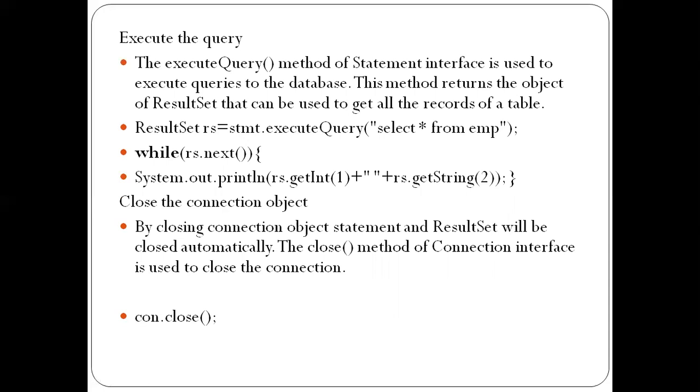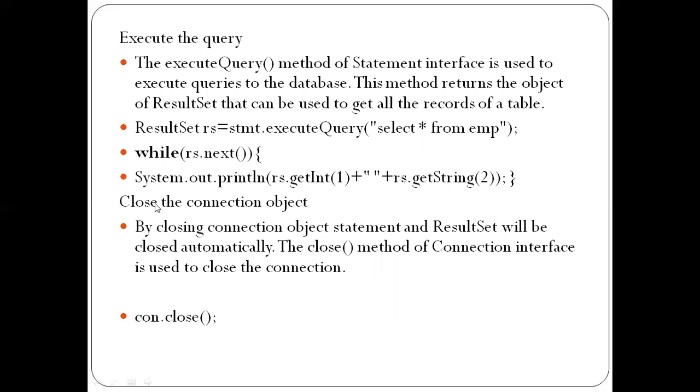Then while rs.next begin System.out.println rs.getInt of 1, means this is the first column in this EMP table. This is the first parameter. And rs.getString of 2 means second parameter of the EMP table.